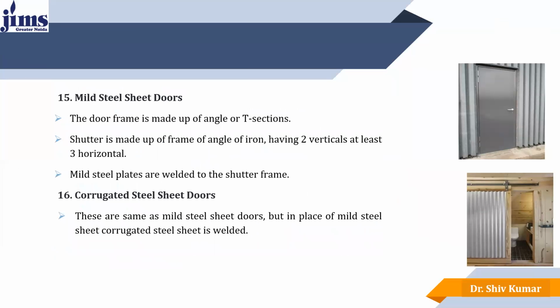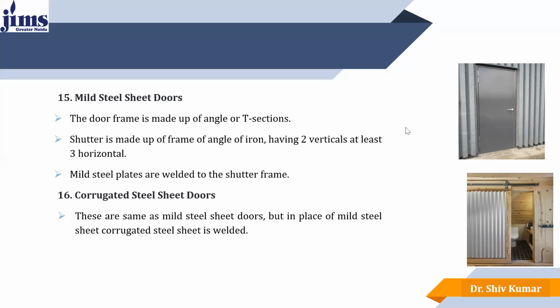The next is mild steel doors. The door frame is made up of angle or T section, sometimes L section. The shutter is made up of a frame of angle iron, having two verticals and at least three horizontals. Three horizontals in the sense at the top, in the middle, and the bottom, and verticals on both the sides. Mild steel plates are welded on the shutter frame.